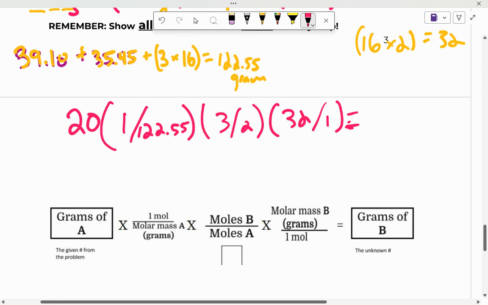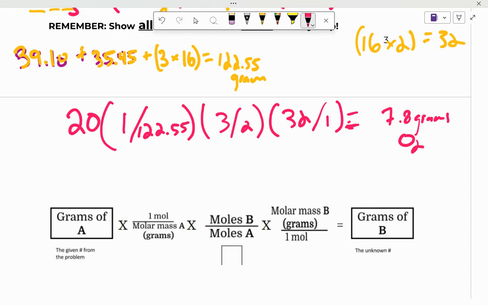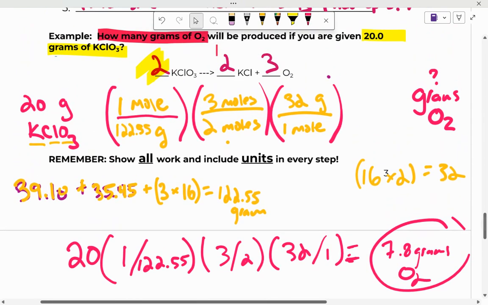Okay? Now, iPhone's calculators suck unless you have the Desmos thing because you can't do the parentheses, right? So this is why these are the best for this, because you can just punch it straight in, right? So 20, parenthesis, 1 divided by 122.55, parenthesis, 3 divided by 2, parenthesis, 32 divided by 1, parenthesis, 7.8 grams of O2. Final answer.